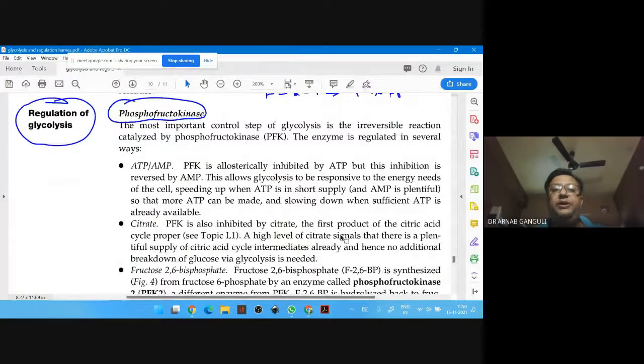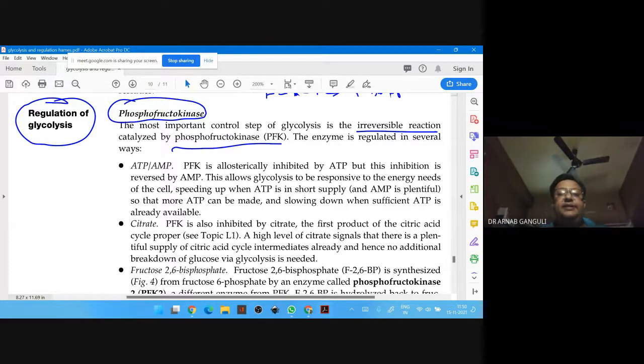The most important control step of glycolysis is this irreversible reaction catalyzed by phosphofructokinase. So it is regulated at several levels. The first is at ATP AMP.